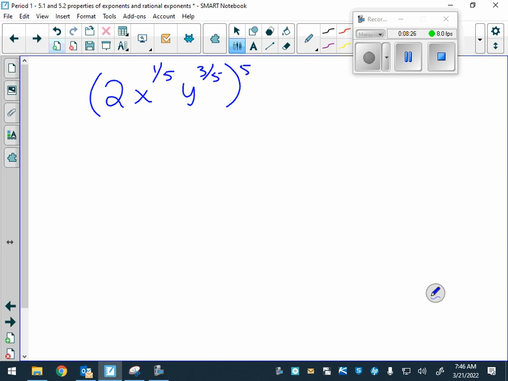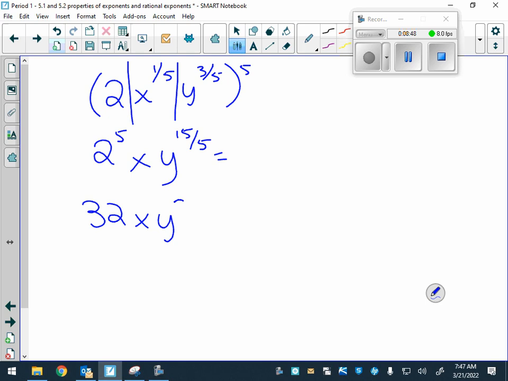Okay. So remember, all together through multiplication. So you're raising all 3 pieces to the 5th. So 2 to the 5th, 1/5 times 5 is just x. Then we have y, 15 over 5, which we get 32x y cubed. Okay. And 2 to the 5th is another one we should know as well.